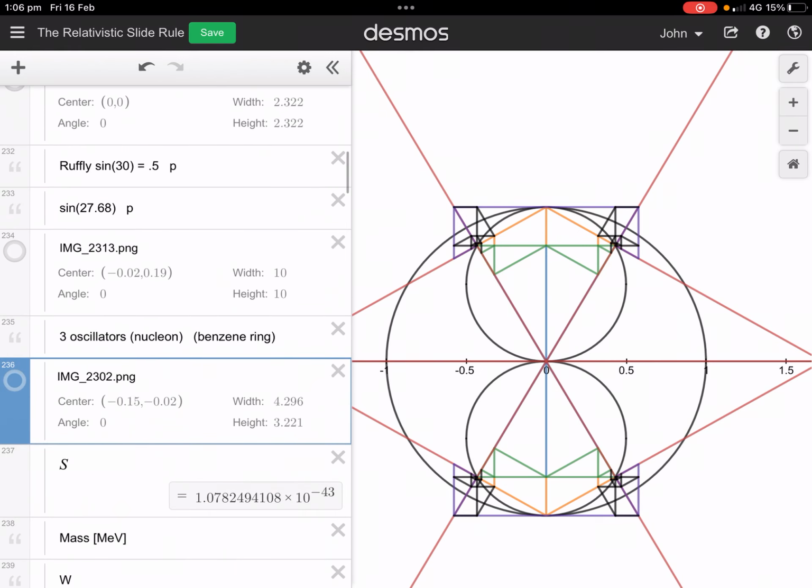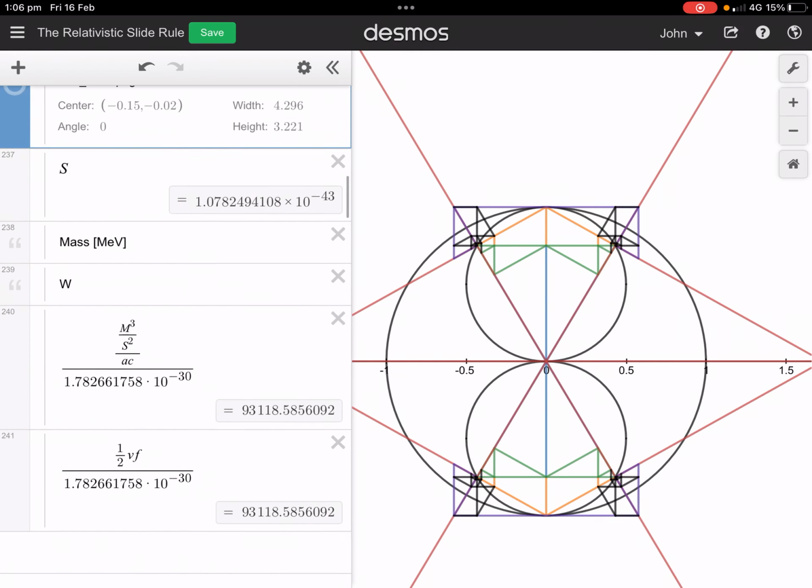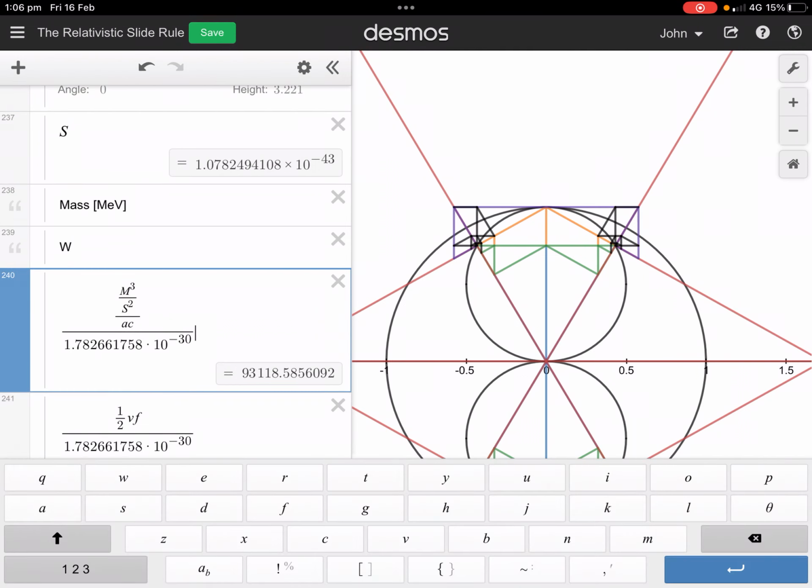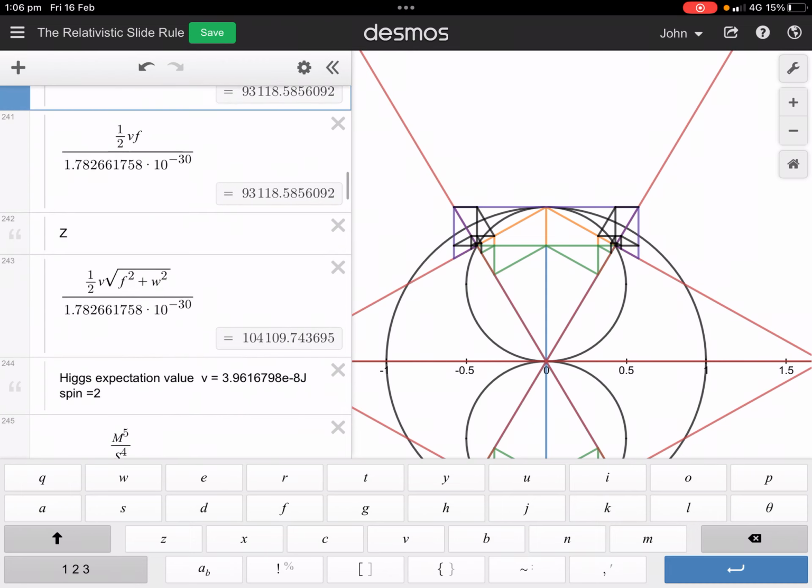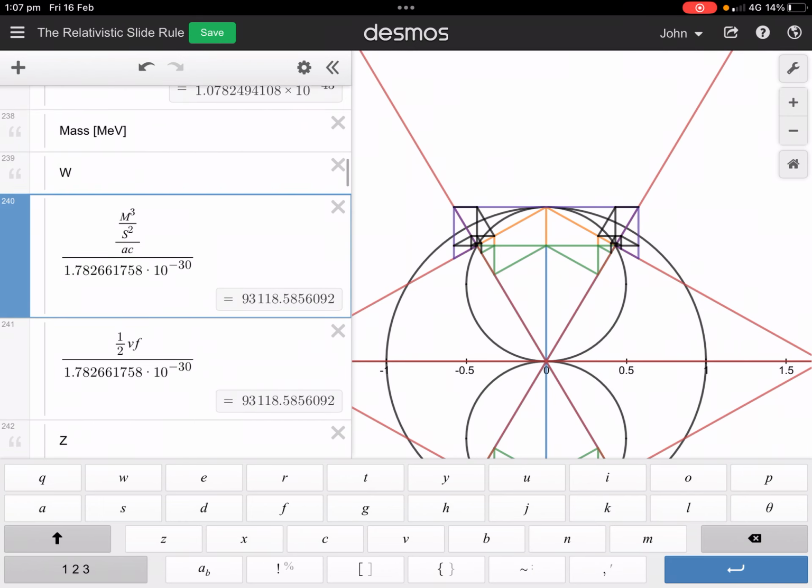Okay, so what was my... you can see that's a bit high. At the moment the latest value is 80.377, whereas I'm showing 93.118 MeV. So that's a bit big. Same with the Z boson. So that's the W boson.